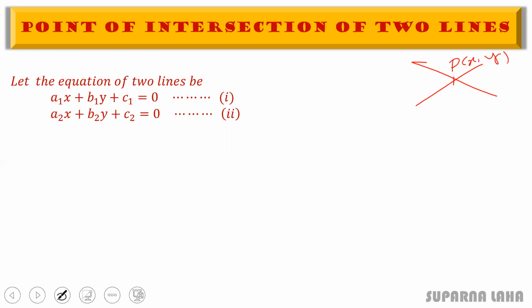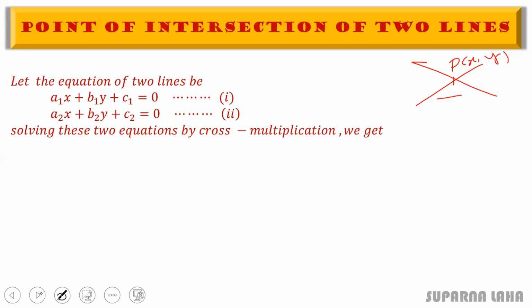You already know how to solve two general forms as simultaneous linear equations. You can use any method, that is the substitution method, the elimination method, or the cross multiplication method. You can use any of the methods and solve it. Here I'm using the cross multiplication method. What is the cross multiplication method?